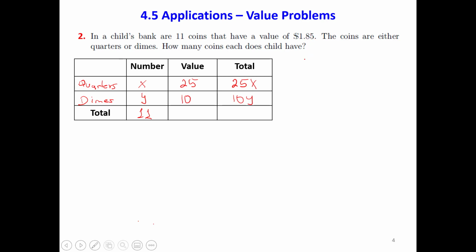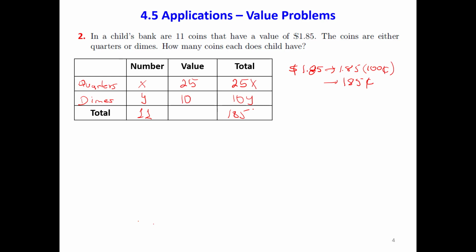To do that, we just multiply by 100. This is in dollars, we have 1.85 dollars. And if we want this in cents, we just multiply by 100. Then 1.85 times 100 gives 185 cents. So if we add these two values, the total will be 185.